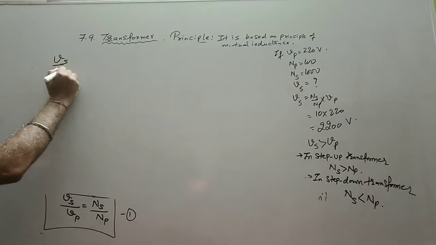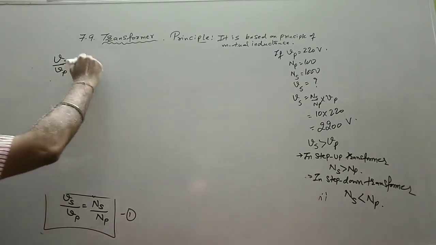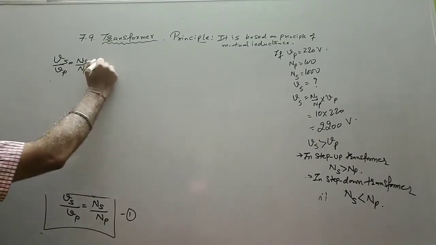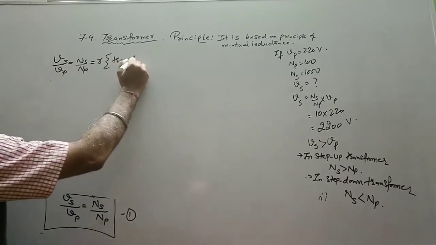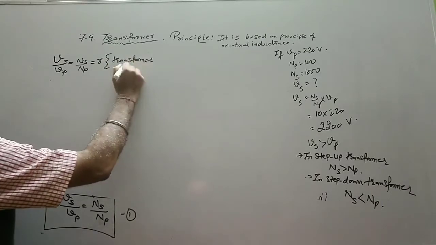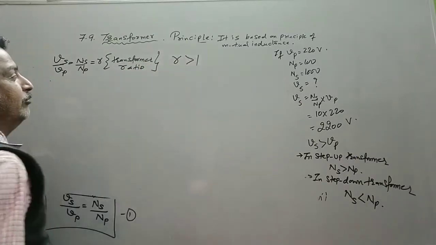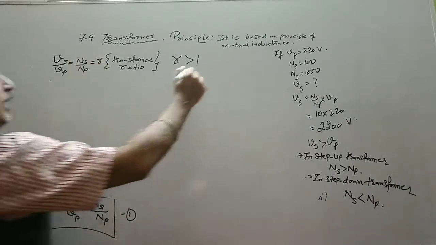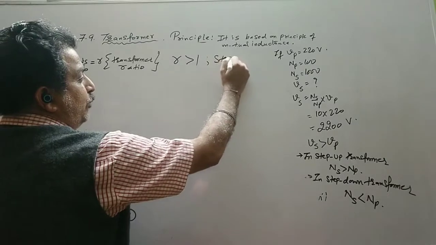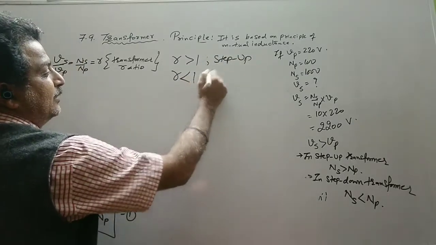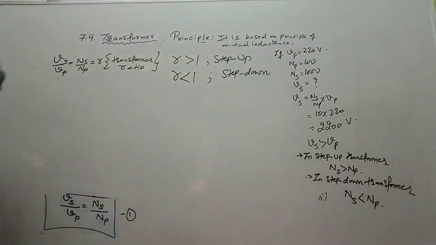Also keep this in mind, this ratio of Ns upon Np, that is the ratio of the number of turns in the secondary coil to the primary coil, is sometimes denoted by small r, and it is called the transformer ratio. So in terms of a ratio, if r is greater than 1, so Ns is greater than Np, it is a step-up transformer, and if r is less than 1, then it is a step-down transformer.